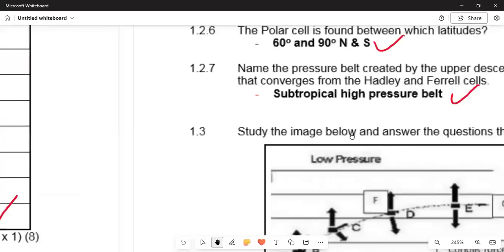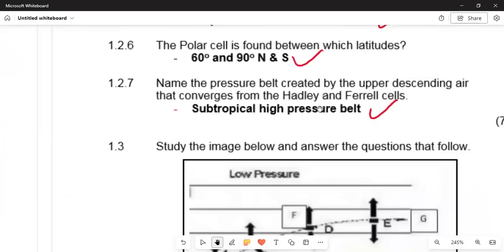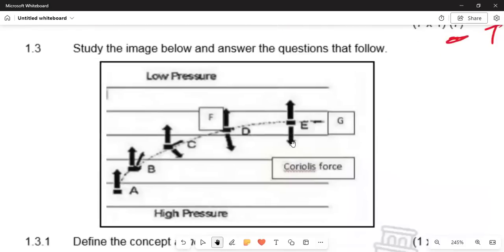In 1.2.6, the question is about the polar cell, which is found between the latitudes 60 and 90 in the north and south. That one is given. In 1.2.7, name the pressure belt created by the upper descending air that converges from the Hadley cells and the Ferrel cell. That is the subtropical high pressure belt. And then you get your 7 marks.